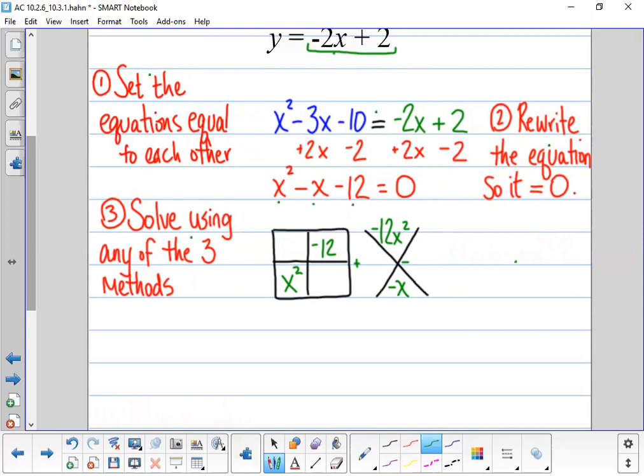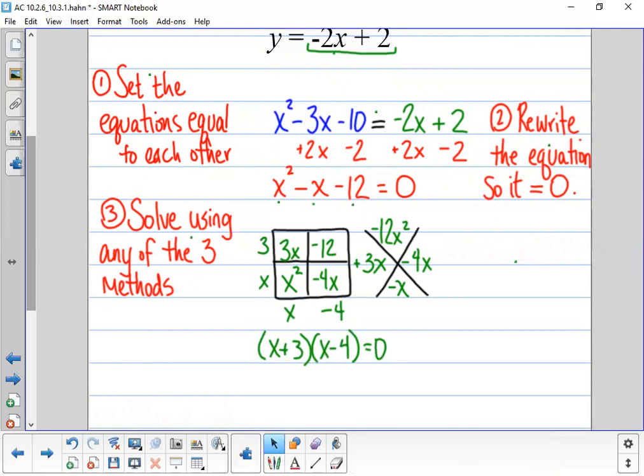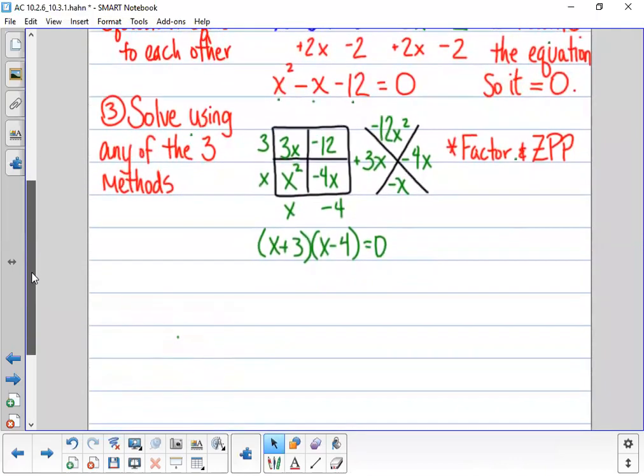Okay, cool. Which one should be negative, the 3 or the 4? The 4 should be negative, so that when I do negative 4 plus 3 it gives me negative 1. Okay, so I've got negative 4x, positive 3x, and then I put those into my area model, and then I can work the outside to get my factored form. x plus 3 times x minus 4 equals 0. So for this step, in case you want to write down what we're doing here, we are factoring and using the 0 product property. Okay, so this is the factoring part.